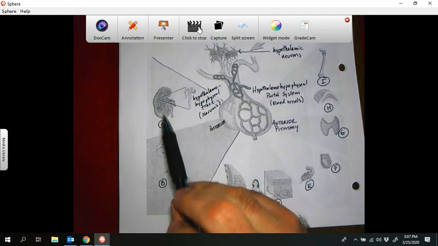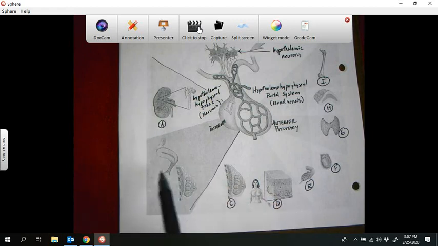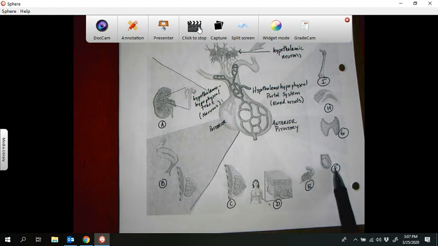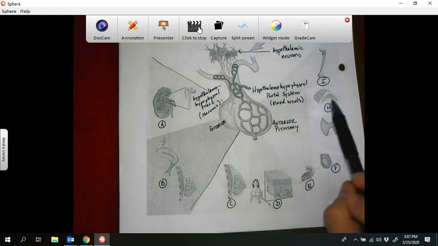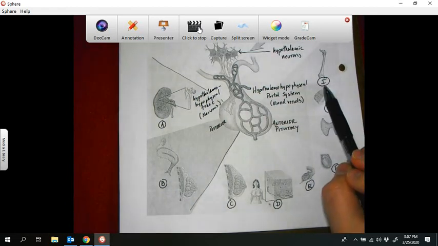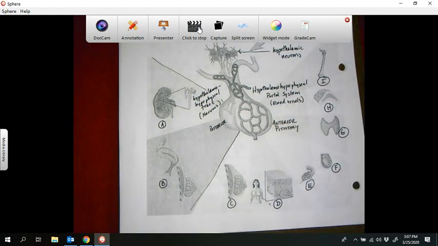We can see that A, we have a kidney, B, we have the uterus and a breast, C, we have a breast, D, we have the skin, E is an ovary, F is a testicle, G is the thyroid, H is the adrenal, and I are bones. So these are going to be target tissues for all of these things. And we're going to explain in the next video what all these different hormones are.